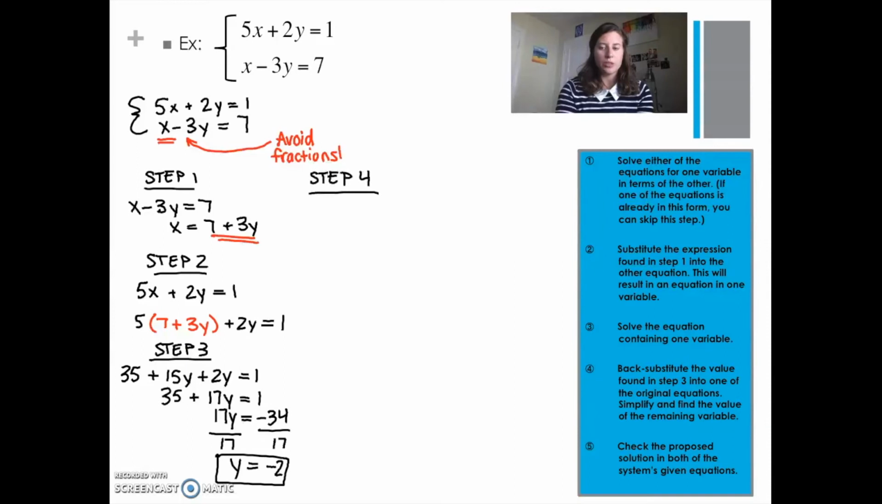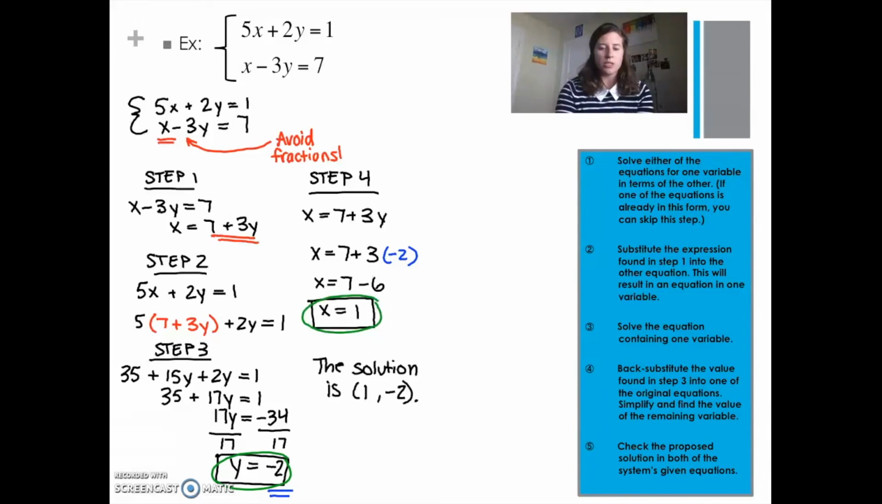Now for step 4. Back substitute the value you found in step 3 into one of the original equations. X equals 7 plus 3y. You found that y equals negative 2, so substitute negative 2 in for y. Simplify to get x equals 1. You found that y equals negative 2 and x equals 1. So the solution is 1, negative 2.